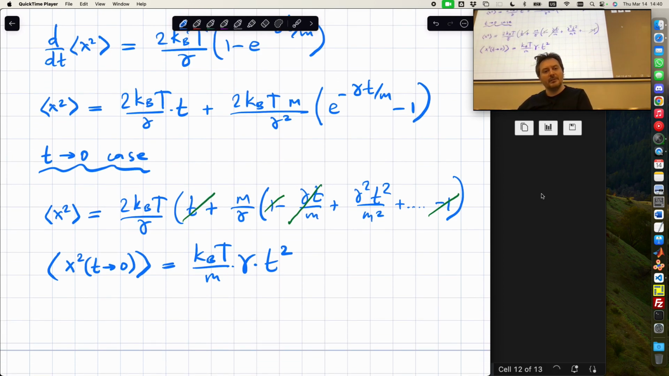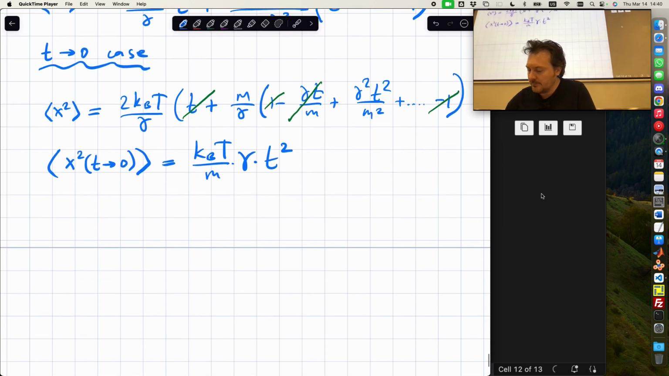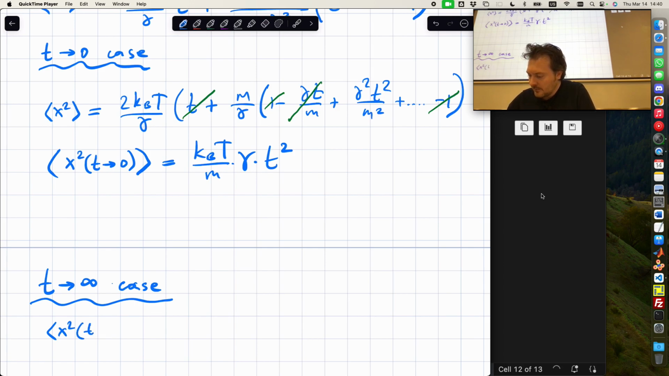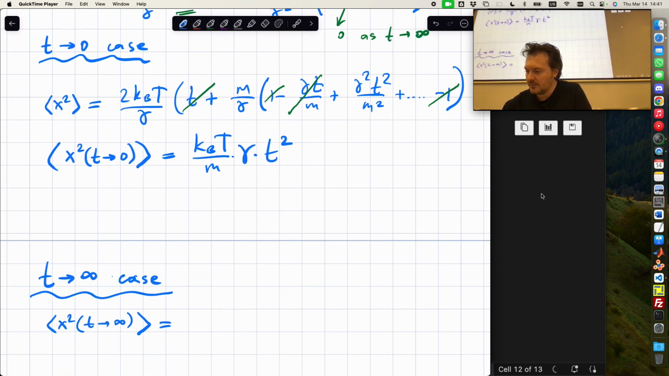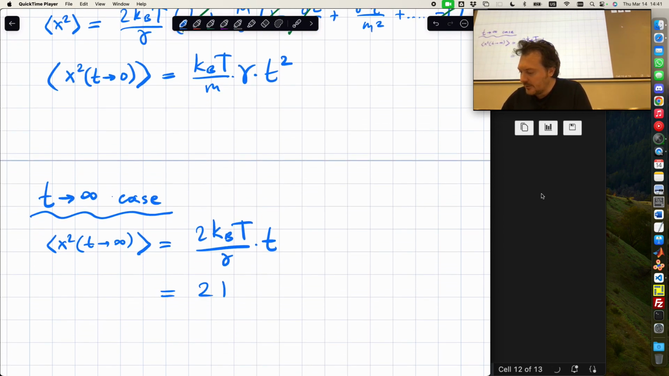We are more interested in the t goes to infinity case, which is easier to show. If you wait for long enough, then in the x squared expectation value this term is going to go to 0 as t goes to infinity, and this t will be much larger than whatever remains. So it's simply 2 kBT over gamma times t. Remember, we said that we are looking for this kind of an equation.